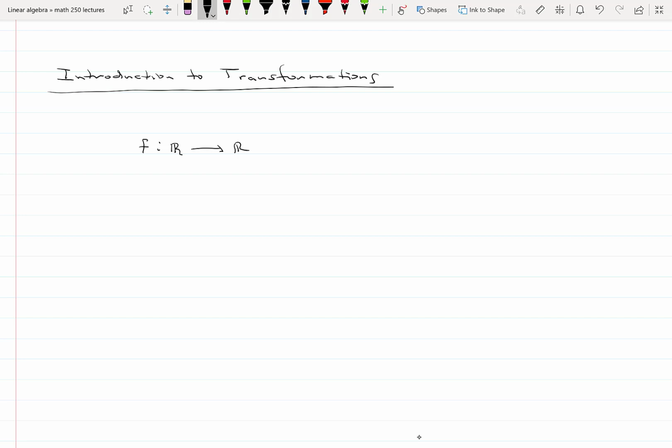This fancy notation just says that the function maps R into R, or the function takes a real number and turns it into another real number. And it's a standard notation for transformations between vector spaces, but it's not anything really complicated. So, for example, let f of x equal x squared. This function takes a real number, x, and turns it into another real number, x squared.